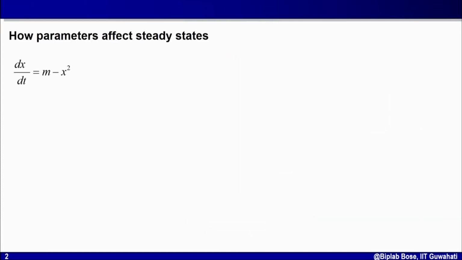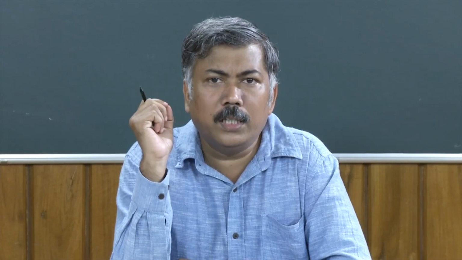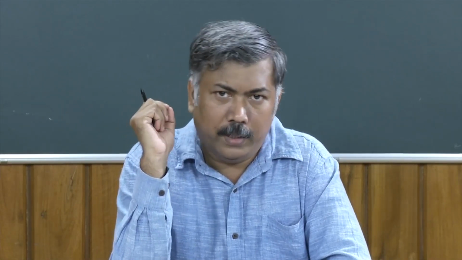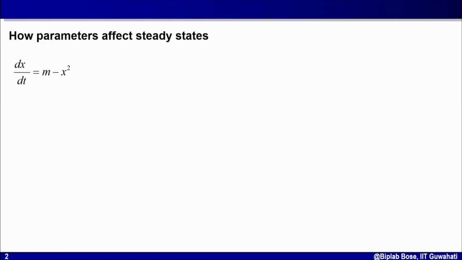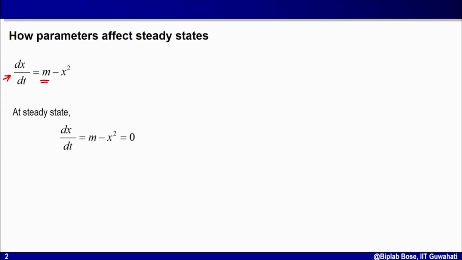To understand the effect of a parameter on the dynamics of a system, let us take a particular example. A simple ODE I have taken: dx/dt is equal to m minus x square. So, m is my parameter which remains constant, does not change with time. I want to see how the dynamics of this system, or the system property represented by this ODE, is getting affected by the numerical value of m.